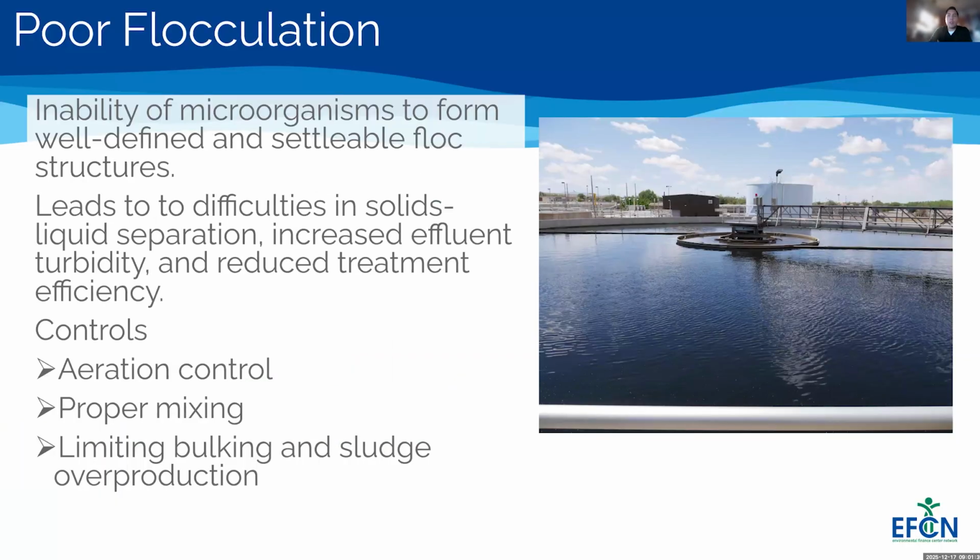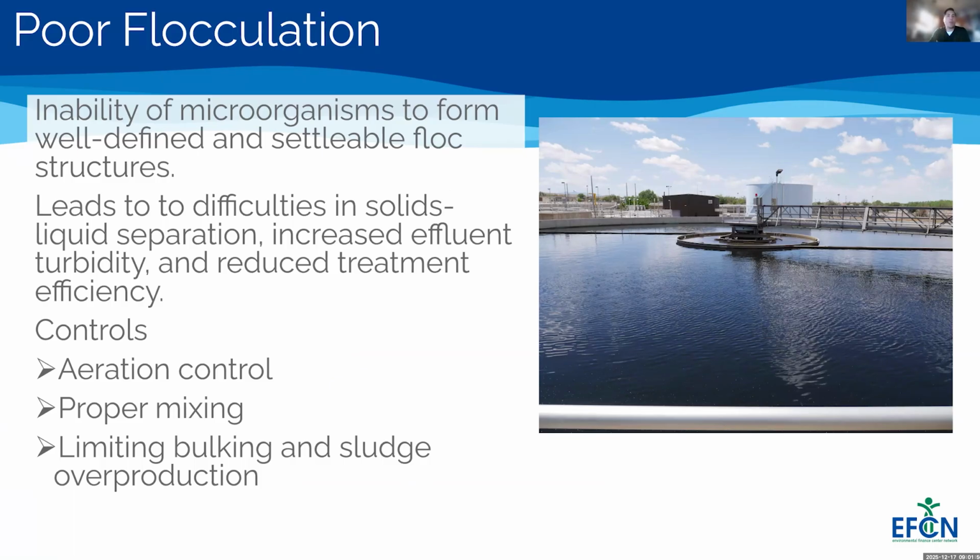The next one is poor flocculation. This tends to be the inability of microorganisms to form well-defined and settleable floc structures. This will lead to difficulty in solids-liquid separation, so you'll have more suspended solids in your discharge. It increases your effluent turbidity and reduces your overall treatment. Older sludge tends to treat wastewater less effectively.